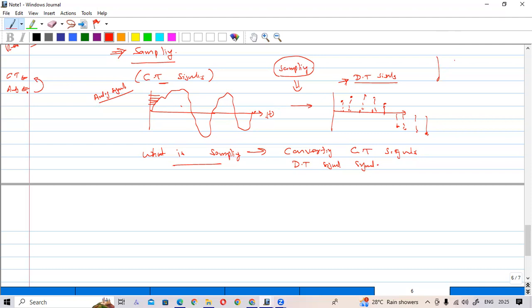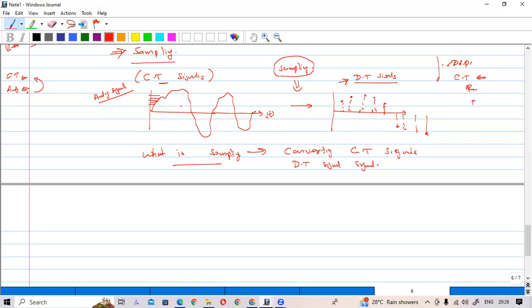Actually, in DSP, in digital signal processing, you can remember that in signals and systems we are mainly focusing on continuous time signals. We analyze the continuous time signal using Fourier analysis, using Fourier series and Fourier transform. You are already familiar with this.